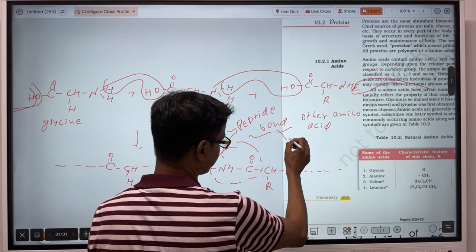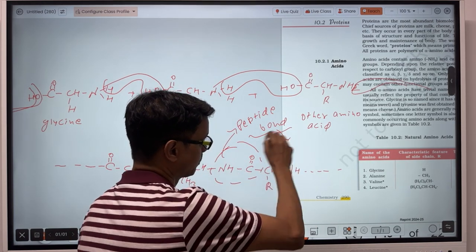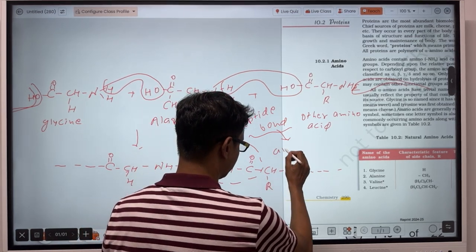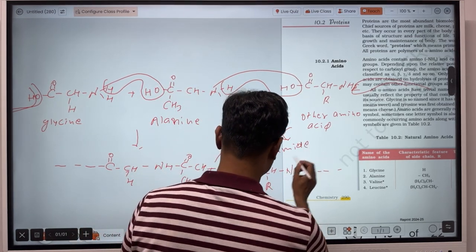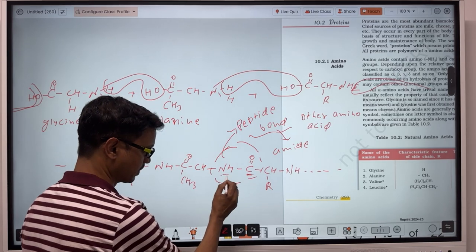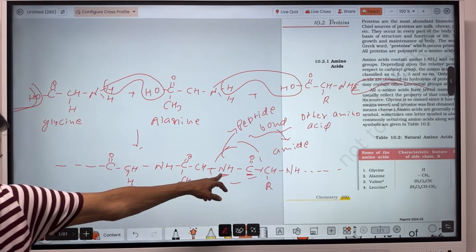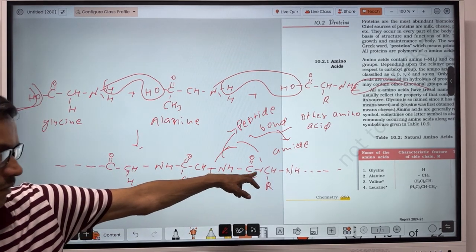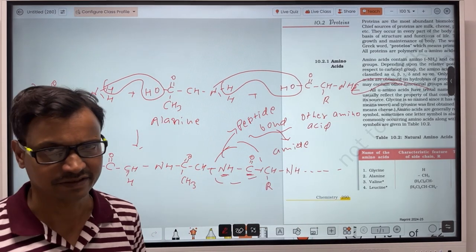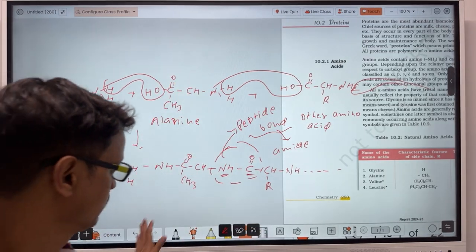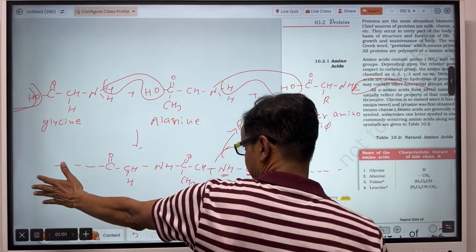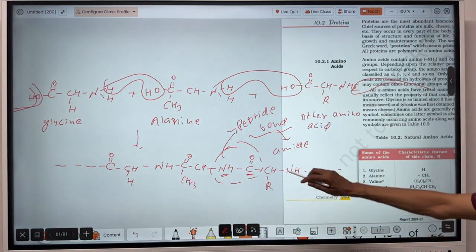The peptide bond is just like that of an amide. How is an amide? C double bond O is bonded to NH; that means nitrogen is forming a bond with the carbon atom. So that is an amide, and that is the structure here. In this case, there will be formation of a peptide bond.